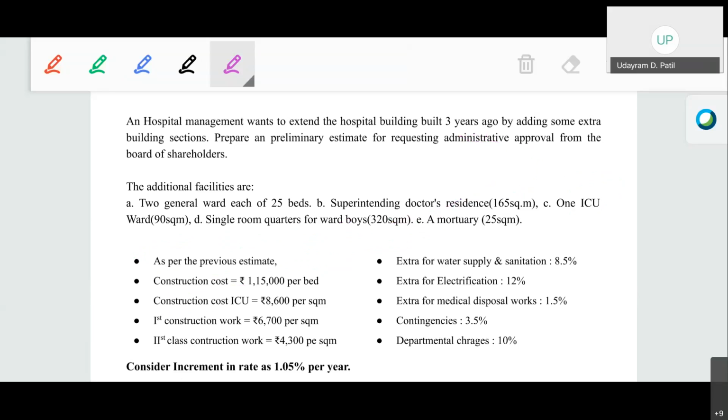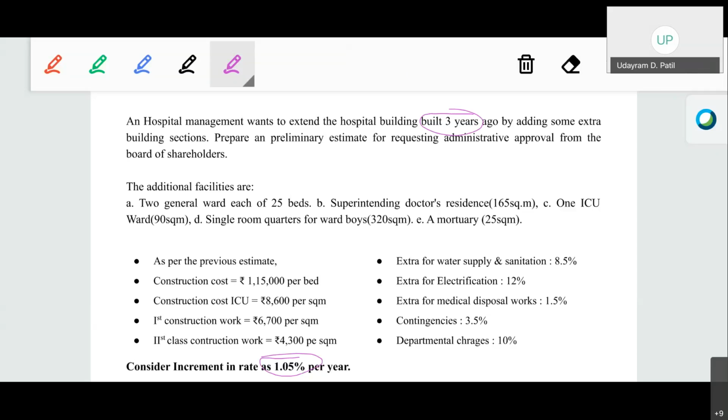Okay, now as the building is 3 years old, there might be certain increments in the rates of the materials as well as the labor. So whatever the rate was 3 years ago will be different from the rates at the current market level. So from the current market analysis, the hospital or the PW department can decide a particular percentage to be increased for each year. That will be 1.5%.